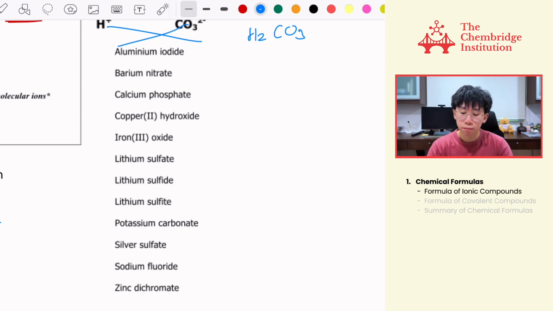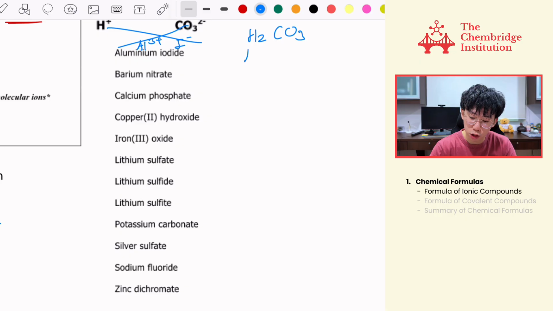For aluminium, we know that this is an Al3+ ion, and iodine is an I- ion. You can predict these charges based off their groups in the periodic table, because aluminium is group 3 or 13, so it will have a 3+ charge. Iodine is in group 7 or 17 in the periodic table, so it has a 1- charge. So in the end, it'll just be AlI3 if we do the crisscross method right here.